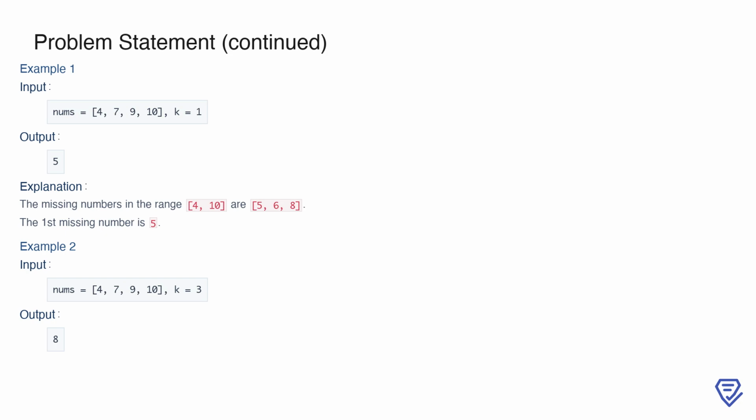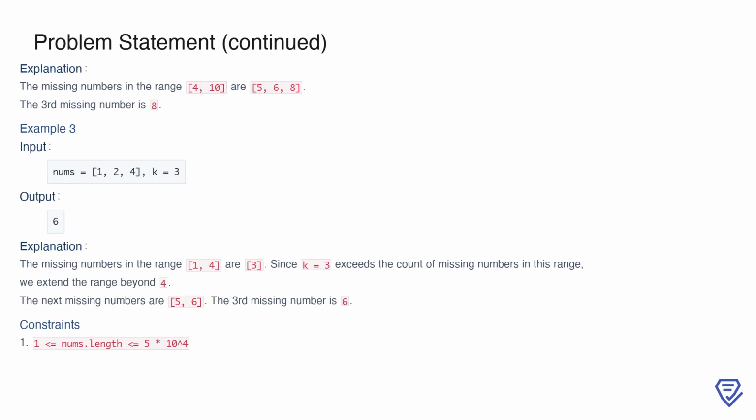Now, let's consider a similar input, nums equals [4, 7, 9, 10], but this time with k equals 3. Again, the missing numbers within the range 4 to 10 are 5, 6, and 8. Since we are looking for the third missing number, the result is 8. To explore this further, let's take another example.